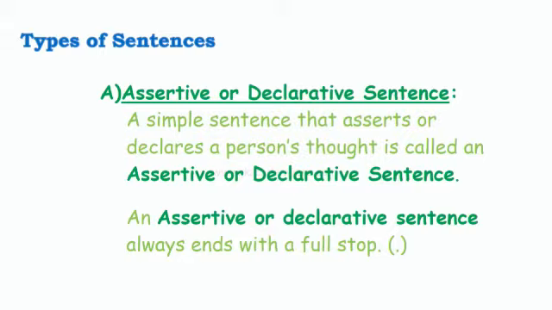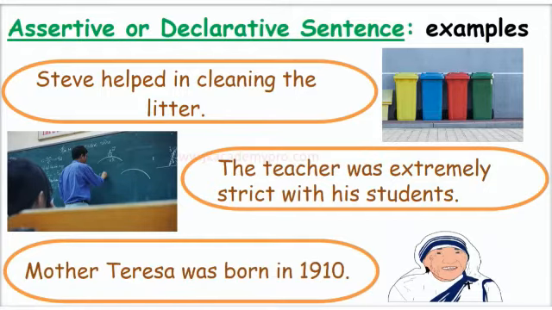There are types of sentences that you have to learn, and there are 4 types of sentences. Let's see each of them clearly. 1. Assertive. 2. Interrogative, 3. Exclamatory and 4. Imperative. Let's go into detail and see what are the types of sentences. The first one is the assertive or declarative sentence. A simple sentence that asserts or declares a person's thought is called an assertive or declarative sentence. An assertive or declarative sentence always ends with a full stop. So just a statement kind of thing, then you call it an assertive or declarative sentence.